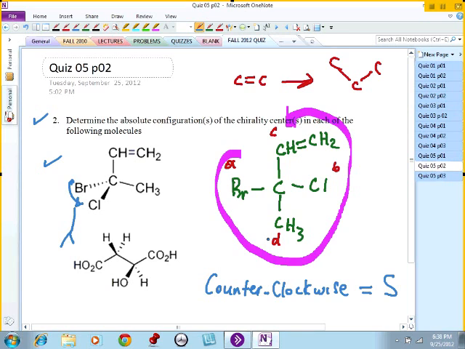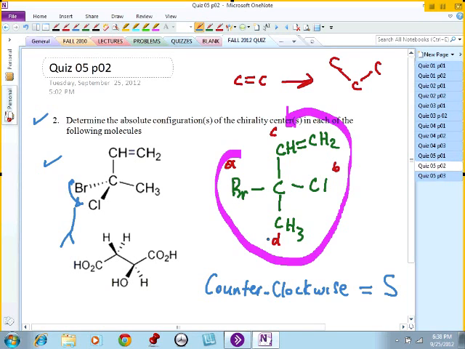Okay, this is what you do. You make a motion from A to B to C. Whatever that motion is, that will determine what the absolute configuration is. Keep in mind, priority A is highest priority. B is the next, and then of course C is after that. So you go from A to B to C.